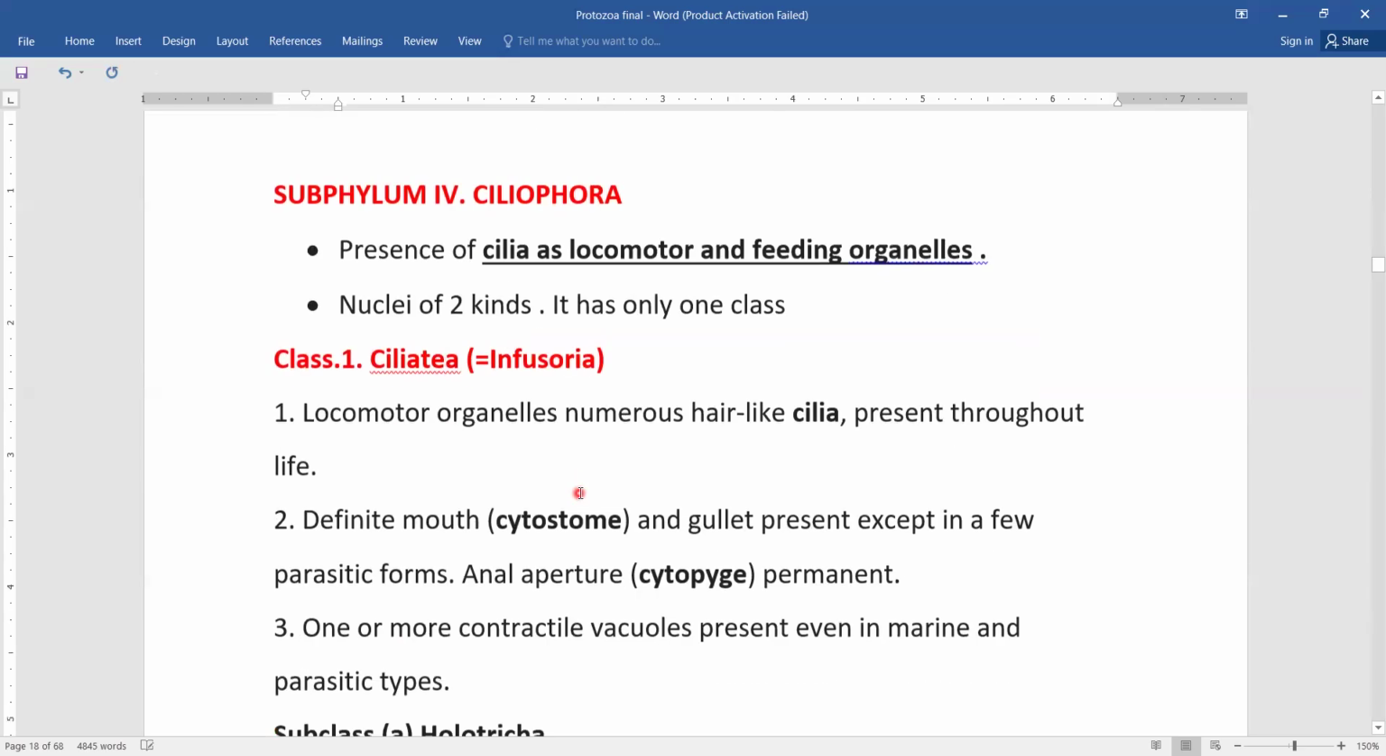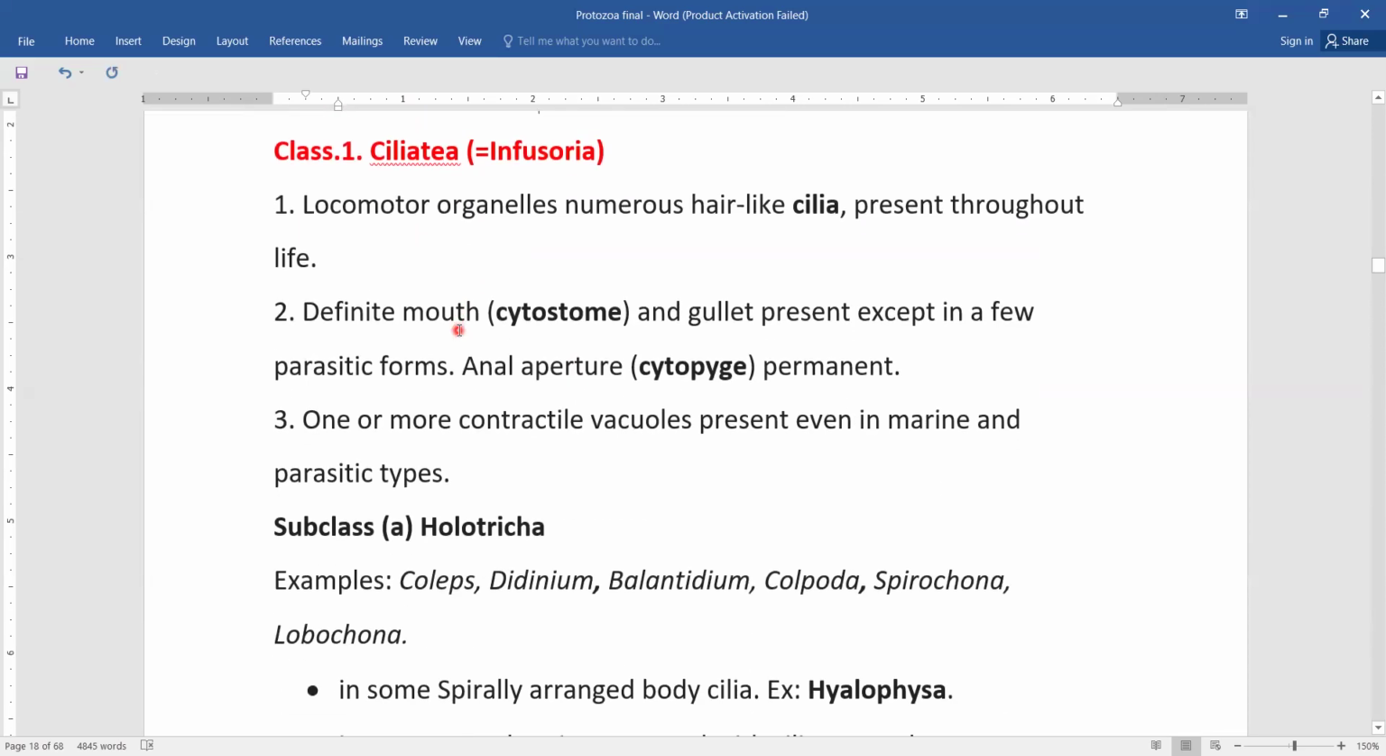You have seen Paramecium. Anyway, so here in Ciliatia, the locomotory organelles are numerous hair-like cilia. They are present mostly throughout life. A definite mouth is present, that is called the cytostome, and an anal aperture is also present, that is called the cytopyge. The gullet means a small aperture that leads to the cytoplasm from the mouth.